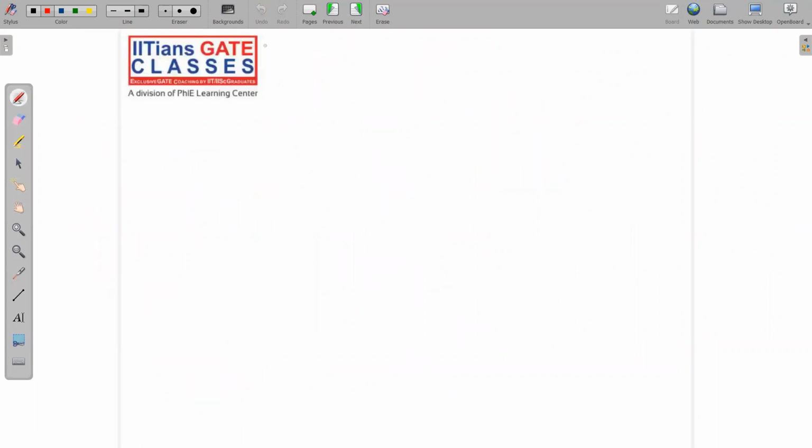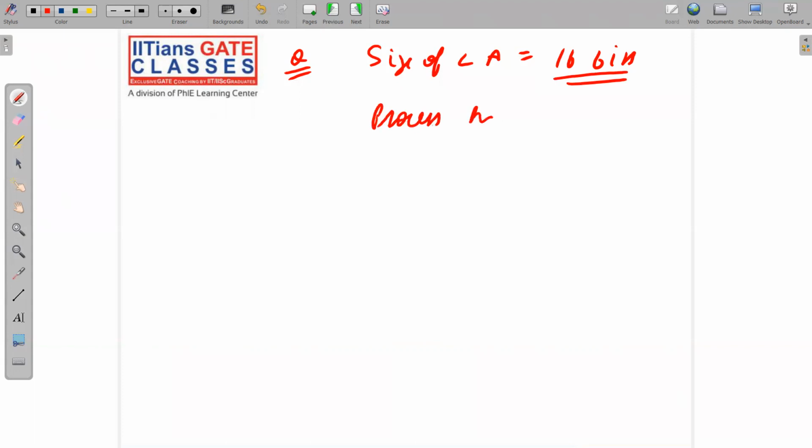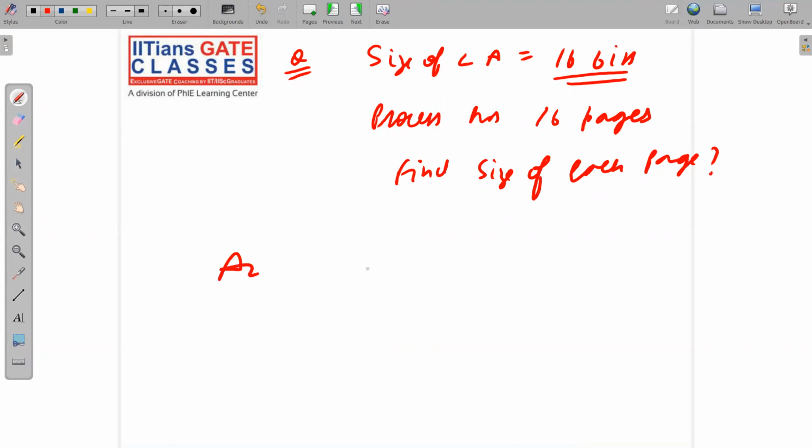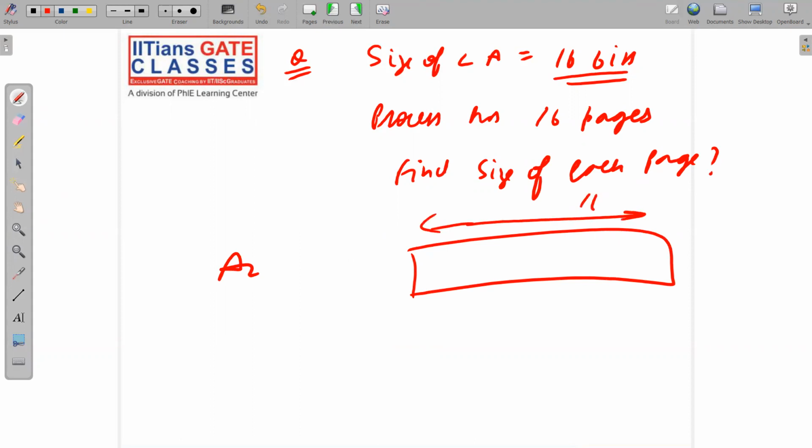Next, another type of question I'm telling you. They are saying the size of logical address is 16 bits, and the process has 16 pages. Now they are saying find the size of each page. Very simple. Logical address is of 16 bits. Divide it into two parts, P and D. The process has 16 pages.